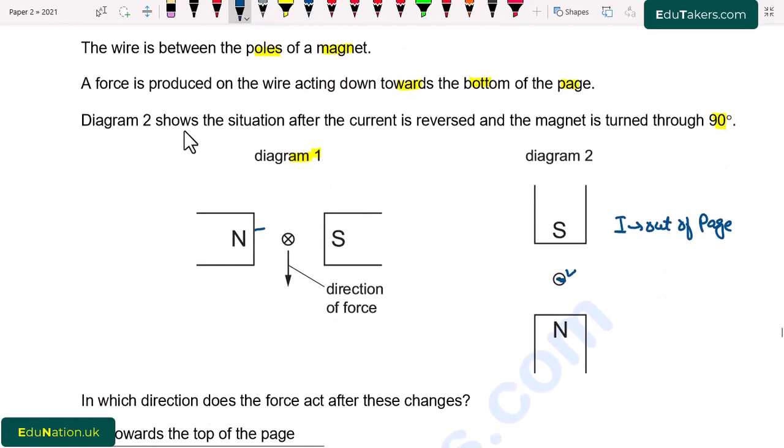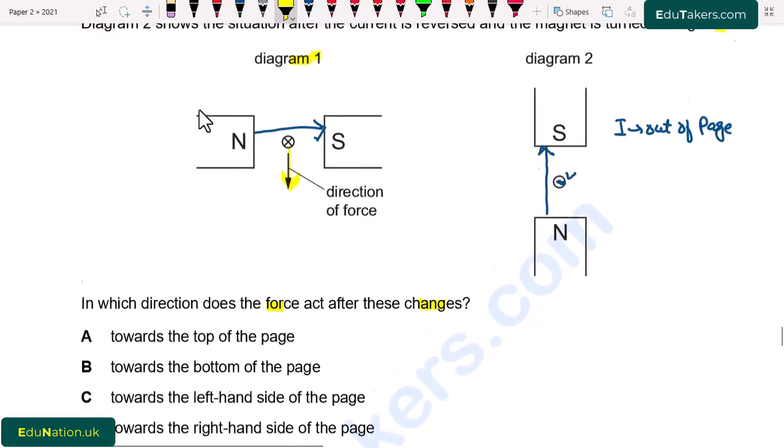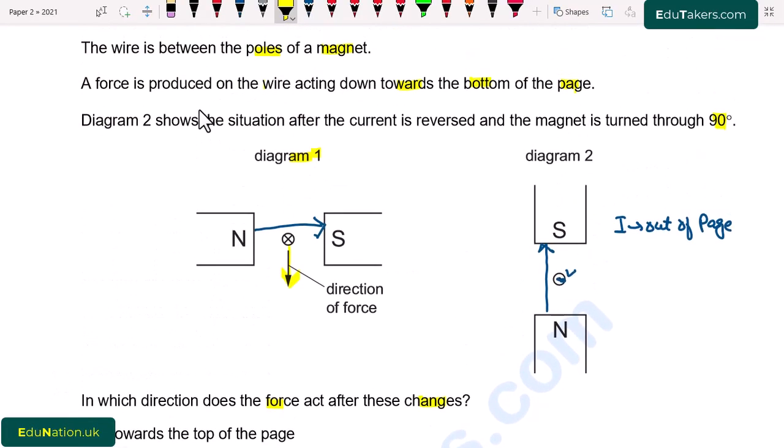Next, the direction of magnetic field is from north to south. It means here the direction is from north to south, but here it is upward. A force is produced on the wire acting downwards towards the bottom of the page. So in diagram 1, the force is acting in downward direction. In which direction does the force act after these changes? So when we change the direction of current and also the magnetic field, in which direction does the force act?